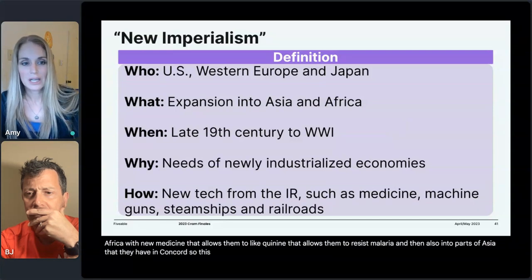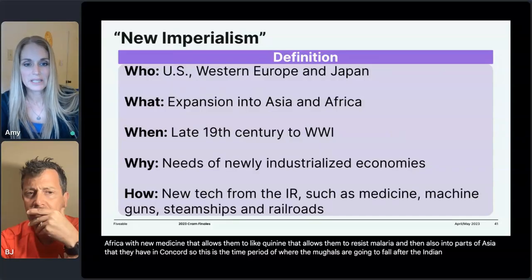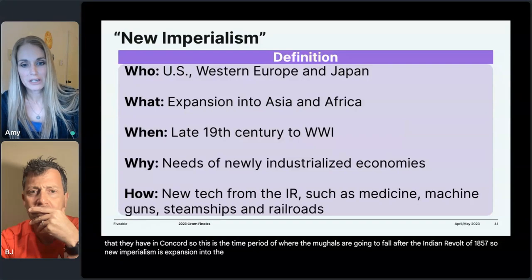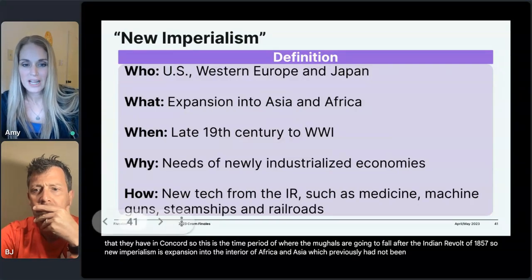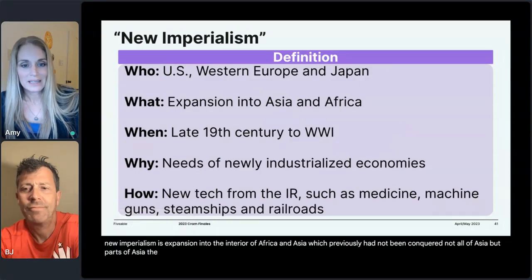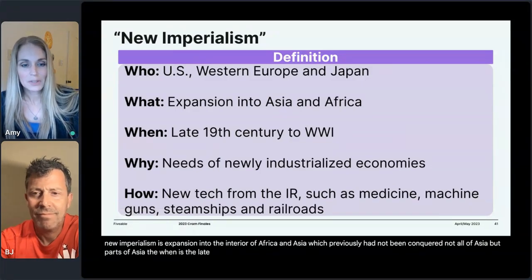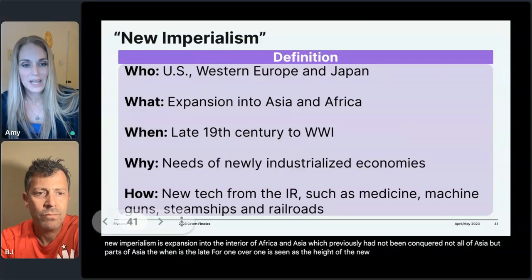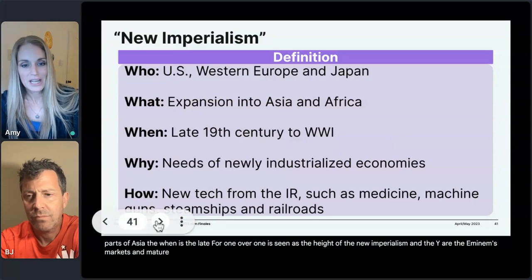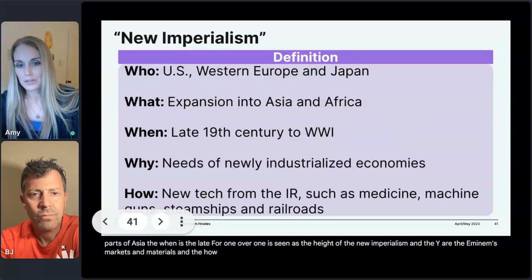So this is the time period where the Mughals are going to fall after the Indian Revolt of 1857. So new imperialism is expansion into the interior of Africa and Asia, which previously had not been conquered. Not all of Asia, but parts of Asia. The when is the late 19th century up until World War I. World War I is seen as the height of the new imperialism. And the why are the M&Ms, markets and materials. And the how is all of that new tech.